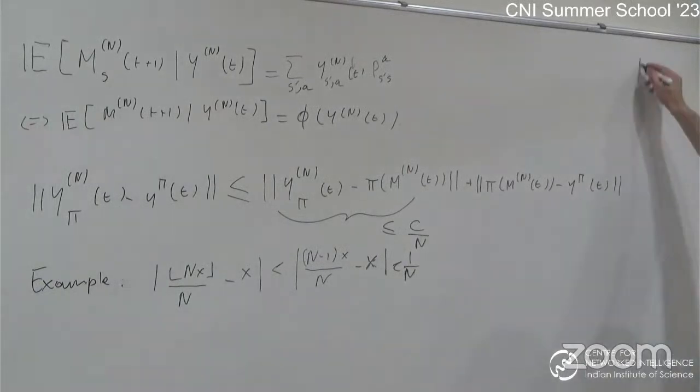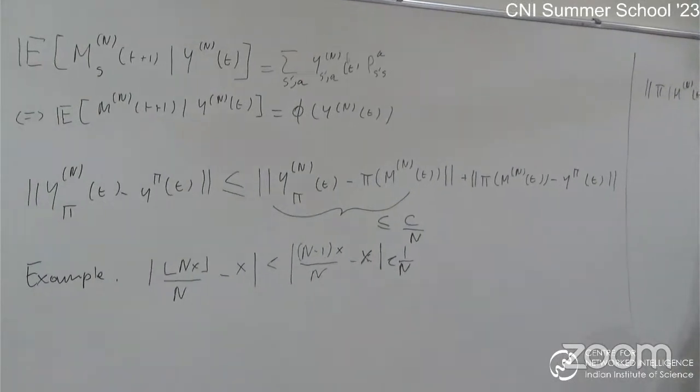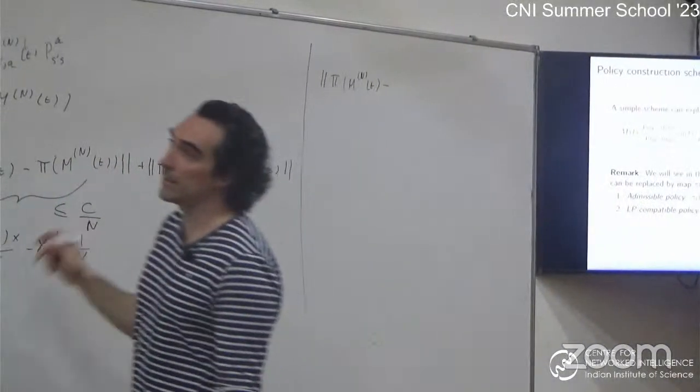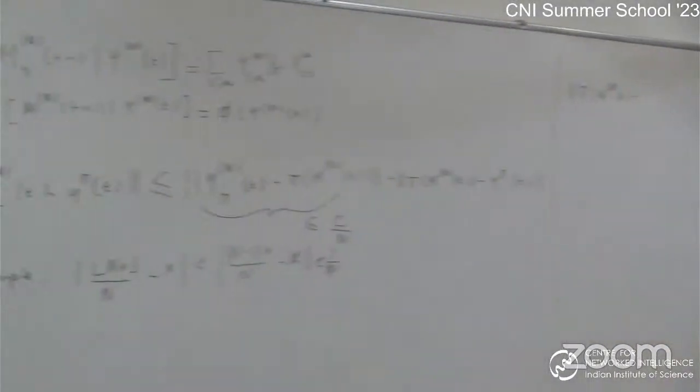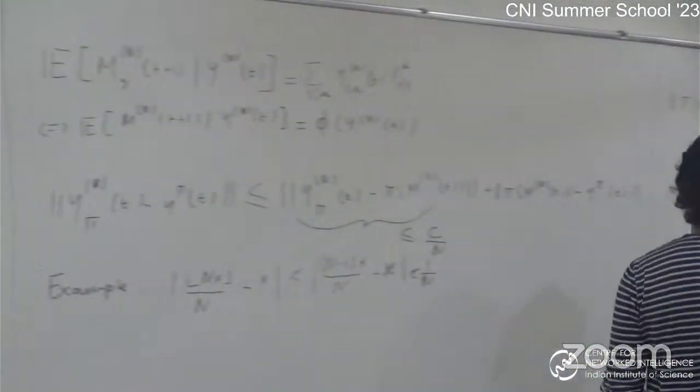What about this term? If I naively look at the definition of y i of t, I see it's equal to pi m of t plus 1. Okay, I can just write it down.